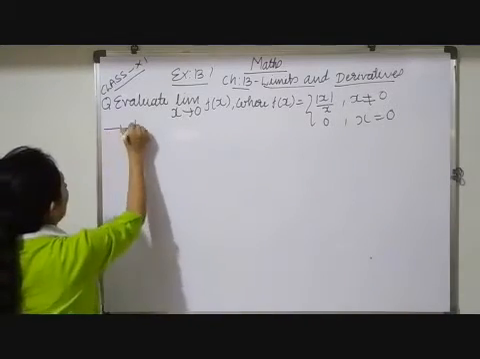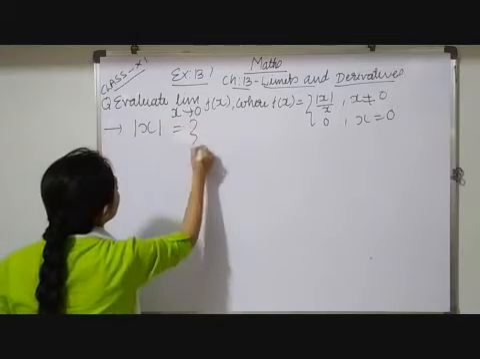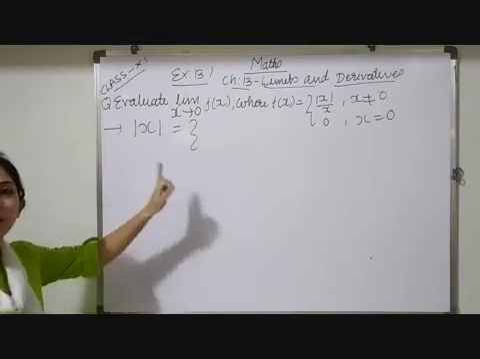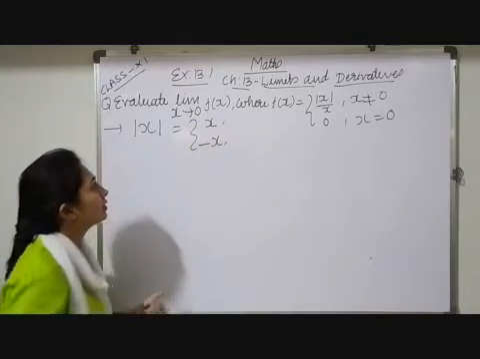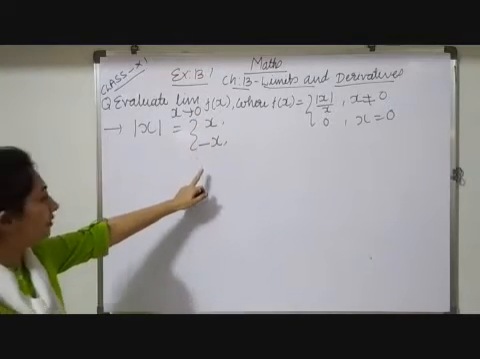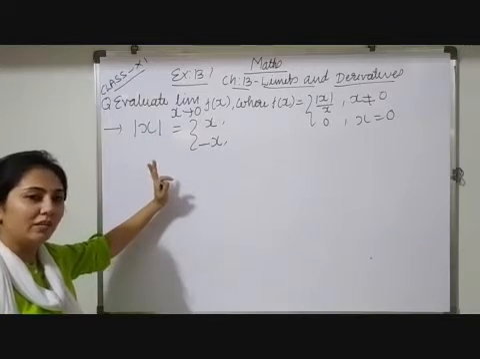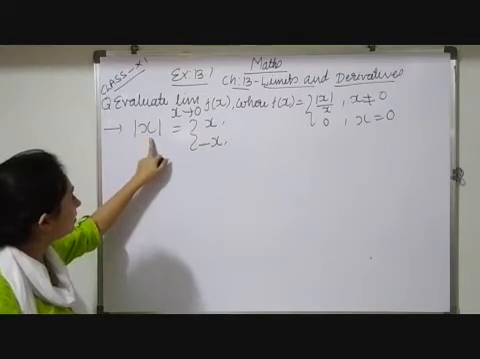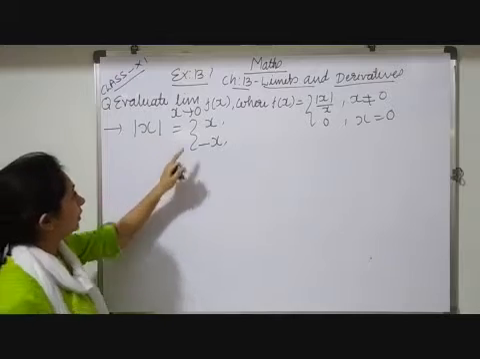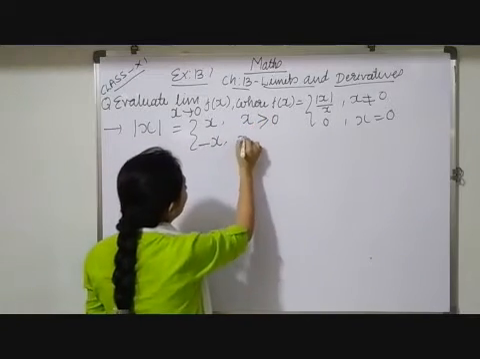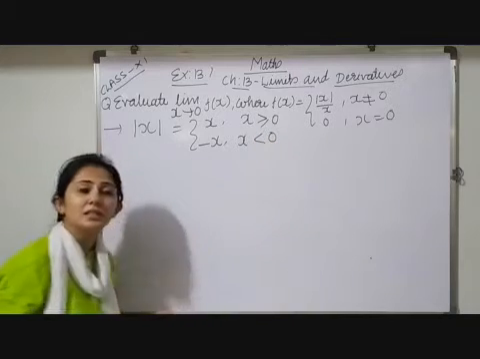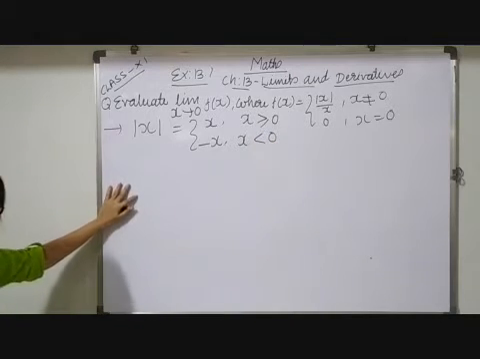So first of all I have to define modulus x. If I remove the modulus, it can be positive or negative. A positive value or a negative value in a modulus will give a positive value. So modulus can be of two different things: positive x when x is greater than or equal to 0, and negative x when x is less than 0. This definition is given in the second chapter.